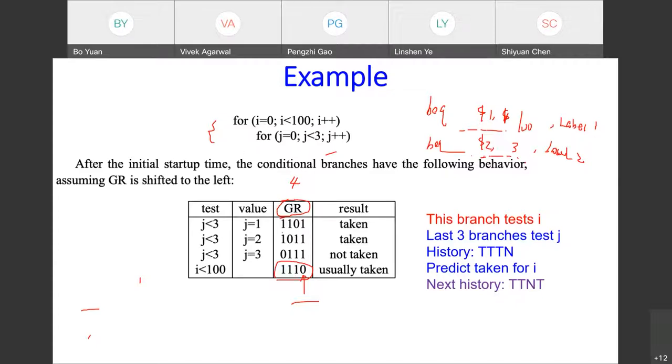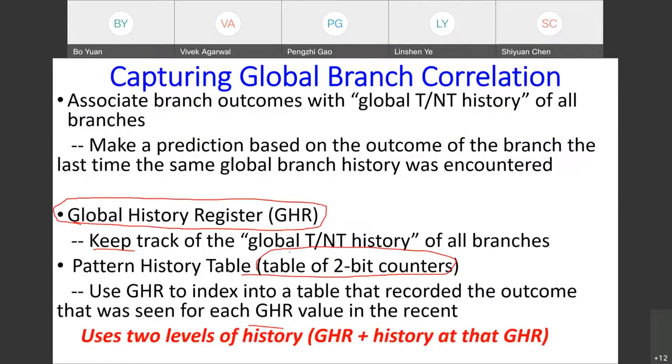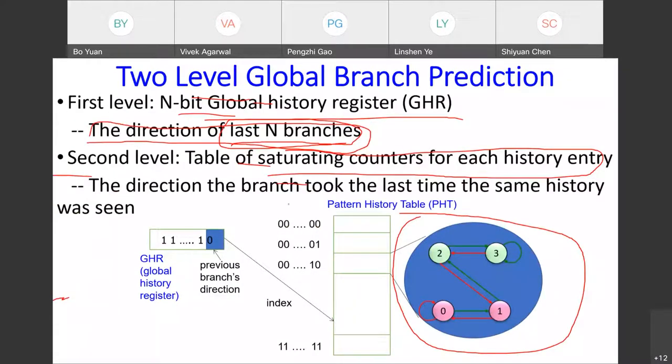So actually, at the different time steps, you will see different global history. And now you can use such a history, for example 1101, and then you have one table. This is the so-called pattern history table. You have such a history, and then you look up this table. This table shows our decision at the different historical moments, and such decision is executed by the 2-bit counter.